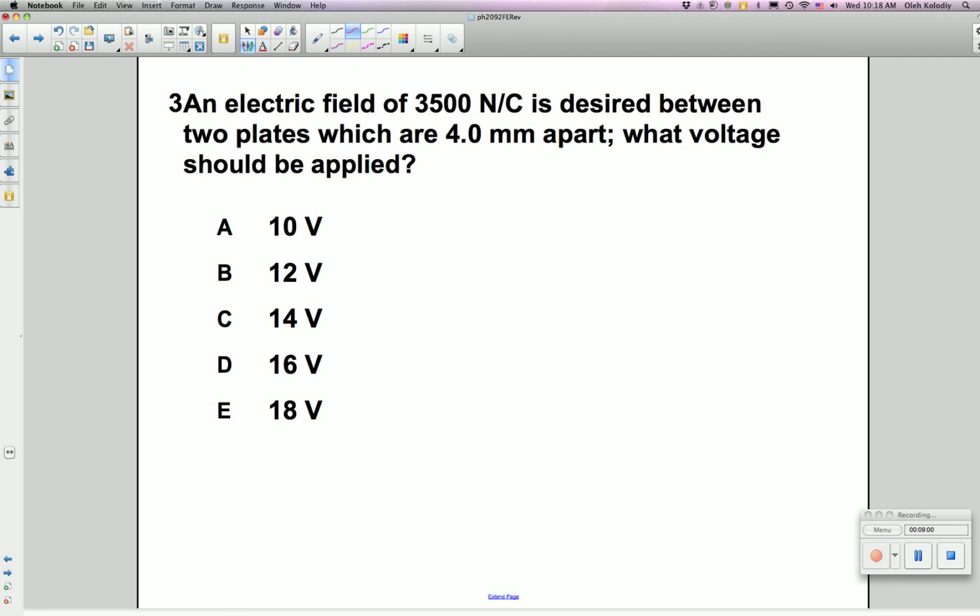Here's another problem utilizing more or less the same equation. Here you're given the electric field between the plates, given the plate separation, but in millimeters. So this is 4 times 10 to the minus 3 meters. And you're asked to find the voltage. Same equation.